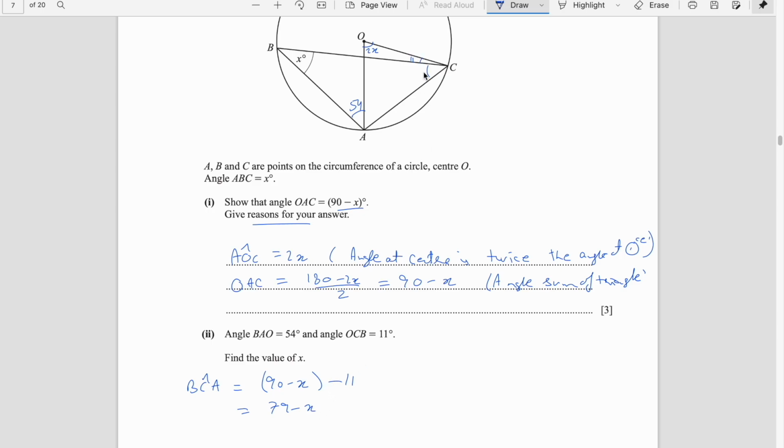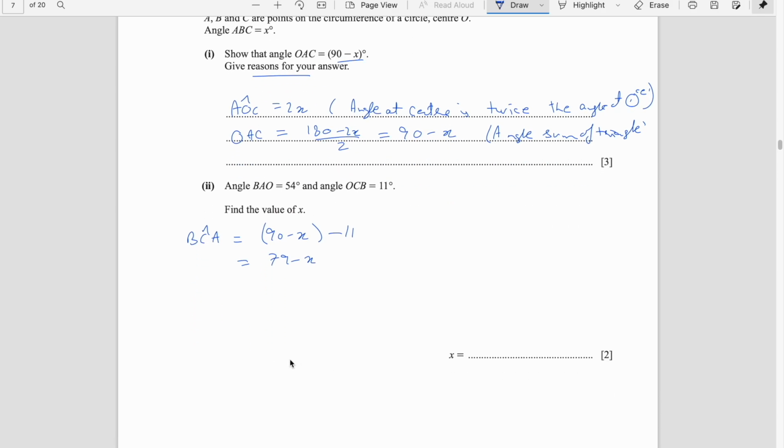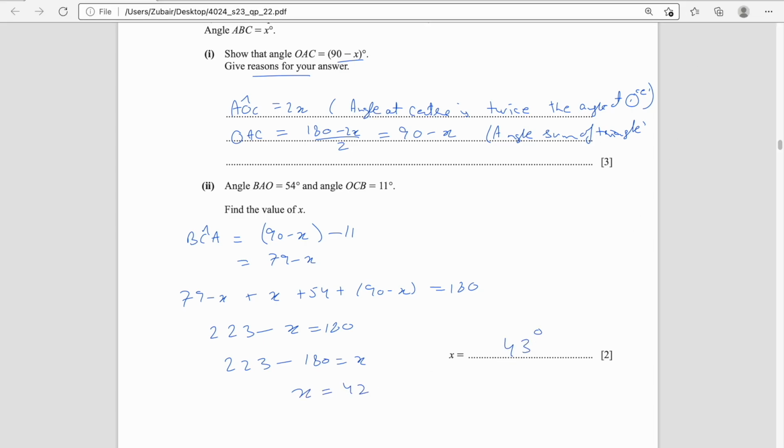Now we add 1, 2, 3 and 4 angles and equate it to 180. So this would be 70 minus x plus 54 plus 90 minus x is equal to 180. 223 minus x equals 180. 223 minus 180 is equal to x, and x turns out to be 43 degrees.